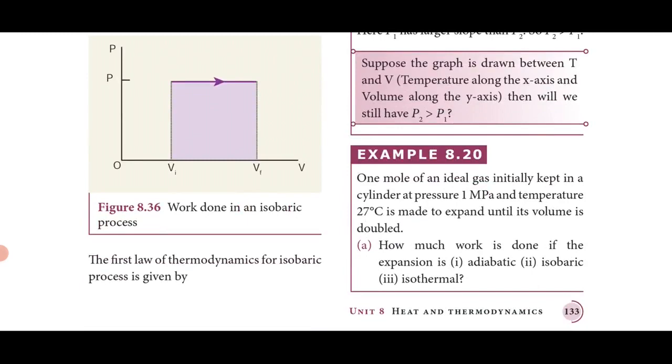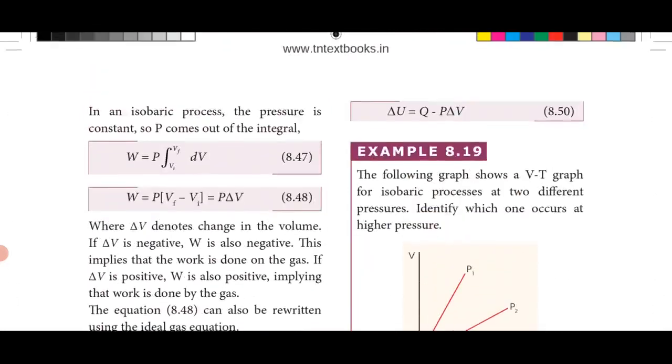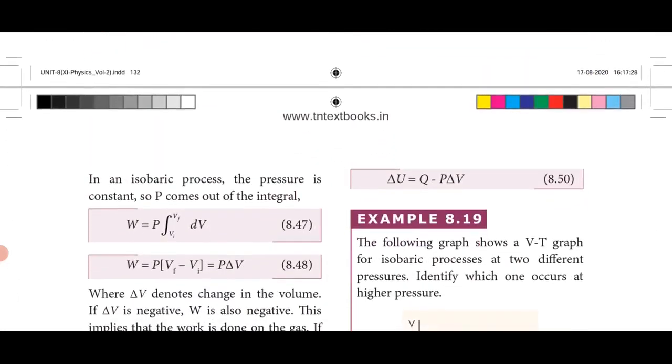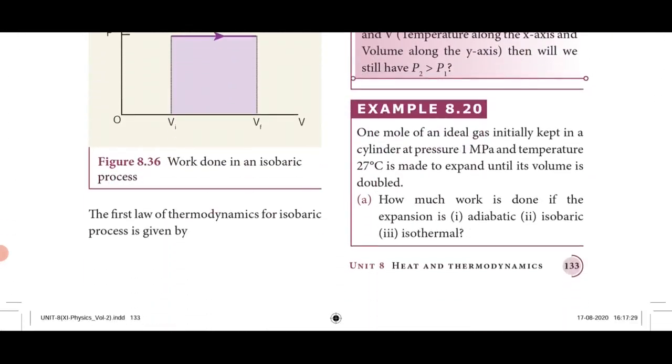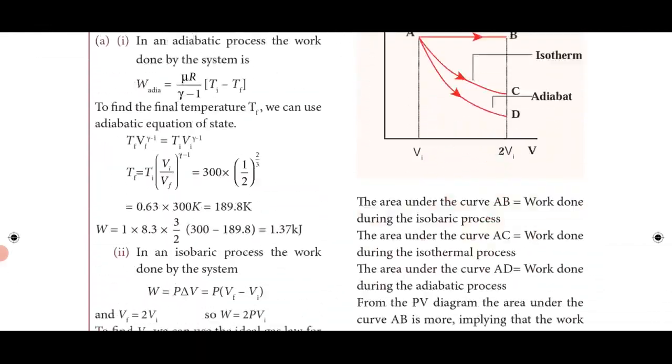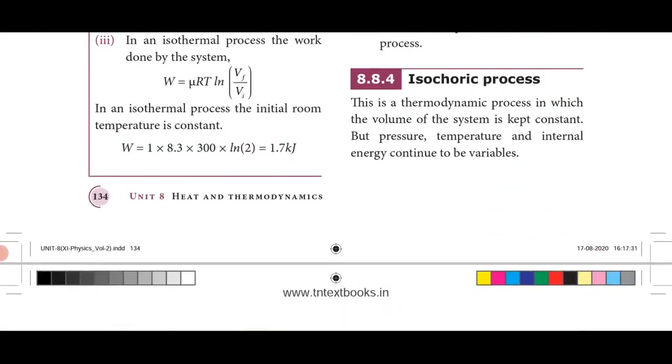This is the first law of thermodynamics for the isobaric process, that is delta U equals Q minus P delta V. This is your final equation for the isobaric process. Next we pass on to the isochoric process.